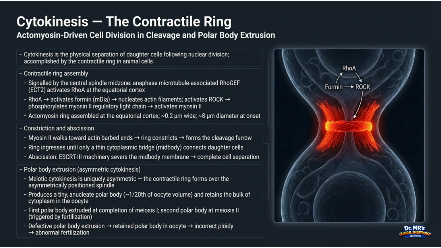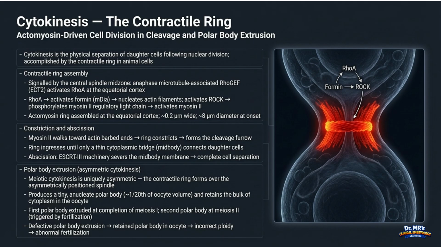ROCK's primary job is to target the regulatory light chain of myosin II. It phosphorylates the myosin, causing its tail domains to uncoil and assemble into active, bipolar, thick filaments. So perfectly aligned at the equator, you now have a fresh track of parallel actin filaments, and you have hyperactivated aggressive myosin motors binding to them. They form the actin-myosin contractile ring. It is incredibly precise and remarkably thin, only measuring about 0.2 micrometers wide.